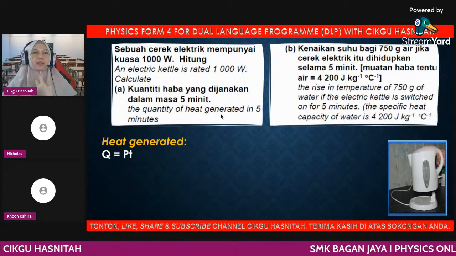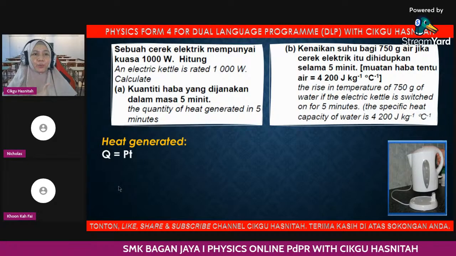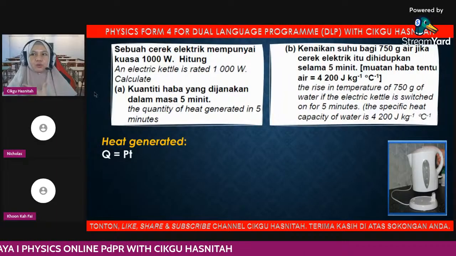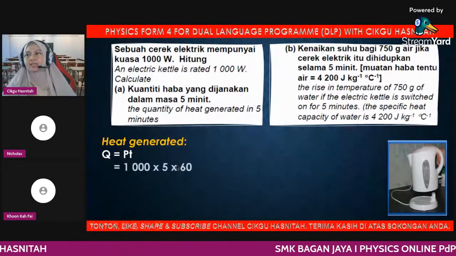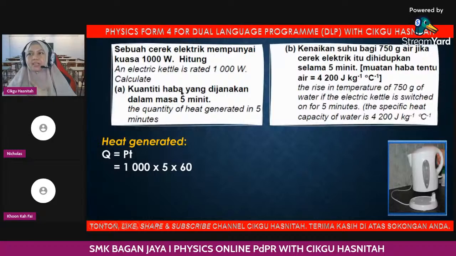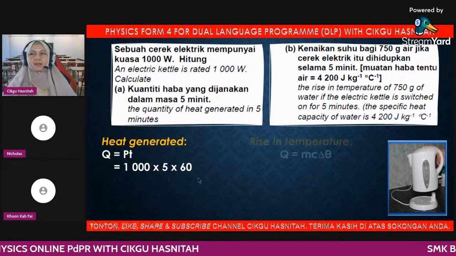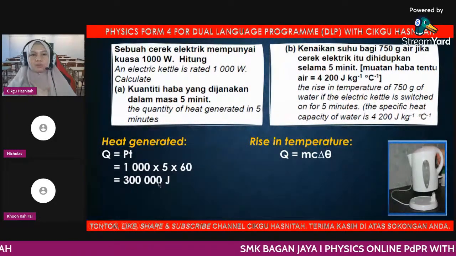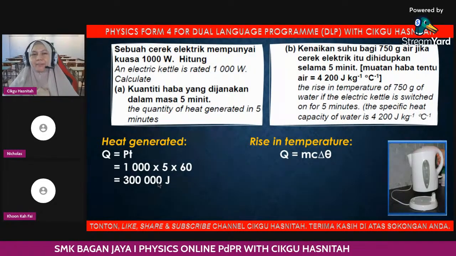So what is the formula we are using here? We want to count heat, Q. So Q here is given by electrical energy. So Q equal Pt. Power is 1000 and the time is 5 minutes. Remember, the time must be converted to seconds. So 5 times 60. So the heat generated is 300,000 joule. Clear with that? First question, very simple, very basic.